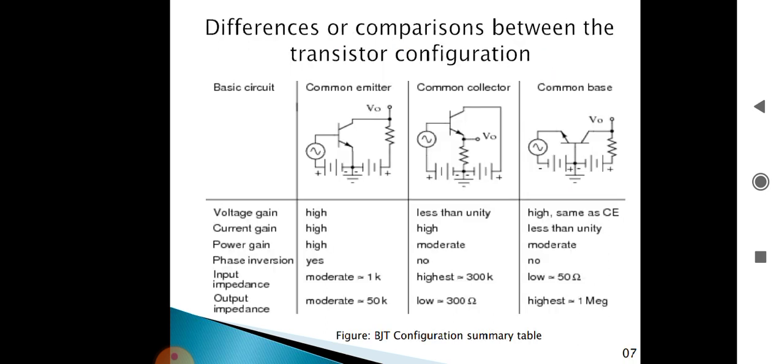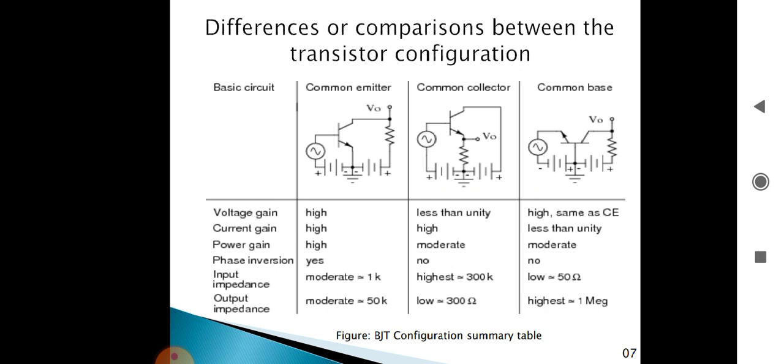Now these configurations are compared with each other, that is common emitter, common collector, and common base. Once again, all of you see the circuit for common emitter, where emitter is made common, for common collector, collector is made common, and for common base, base is made common.